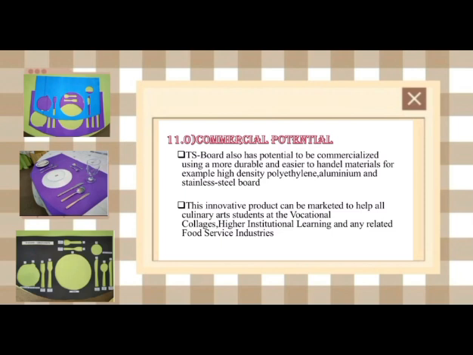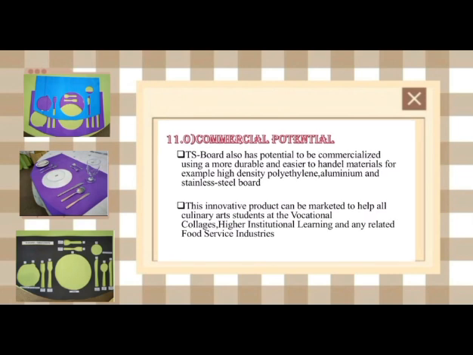TS board also has potential to be commercialized using more durable and easier to handle materials. For example, high-density polyethylene, aluminum, and stainless steel board. This innovative product can be marketed to help all culinary arts students at the vocational colleges, higher institutional learning, and any related food service industries.